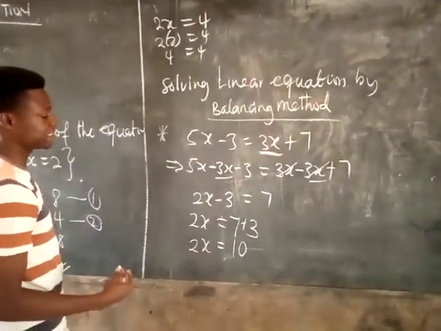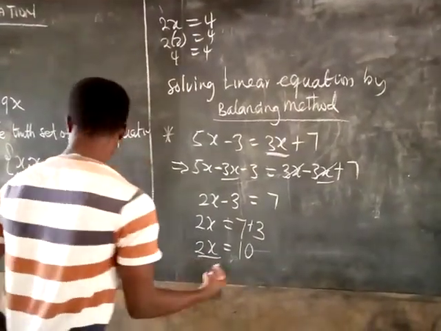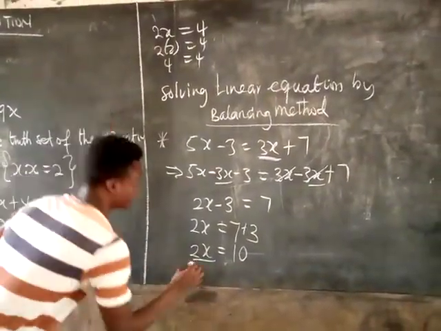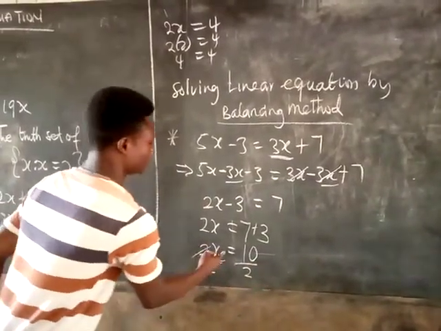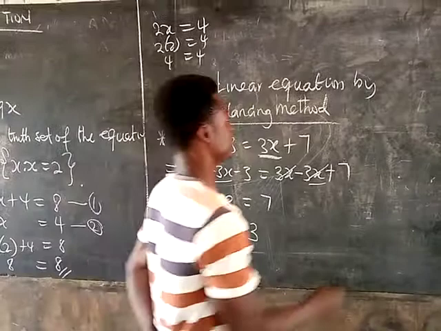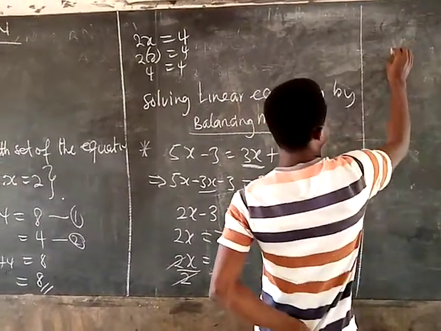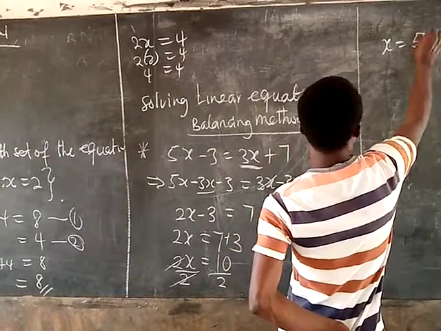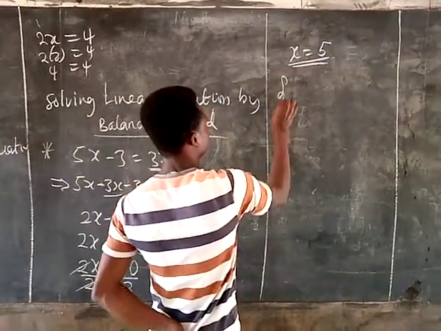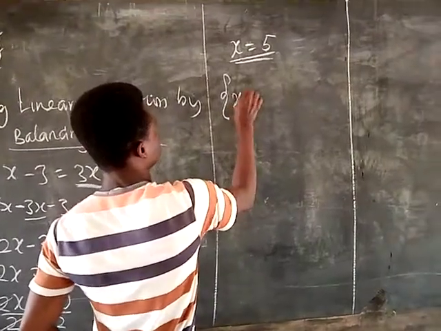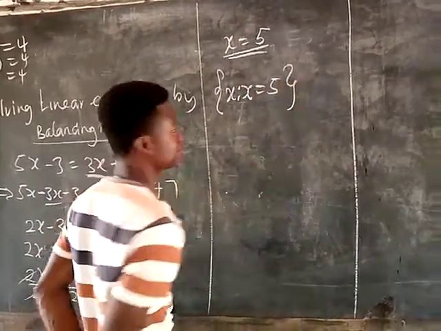And then the rule also says to divide by the same quantity. So we divide our equation by the same quantity: divide here by 2 and divide here by 2. 2 cancels 2, leaving x, and 10 over 2 gives me 5. So we say that our x is now equal to 5. Finally, the truth set of our equation is x such that x is equal to 5. Thank you.